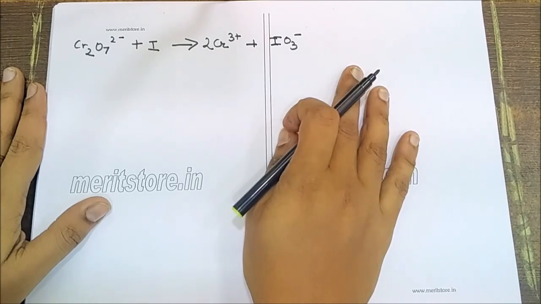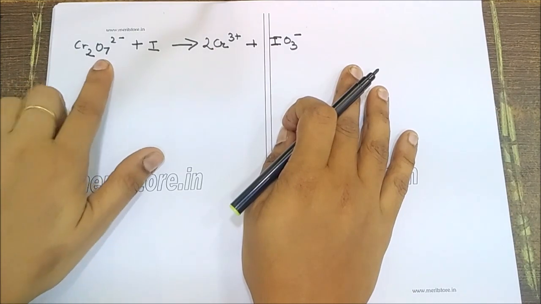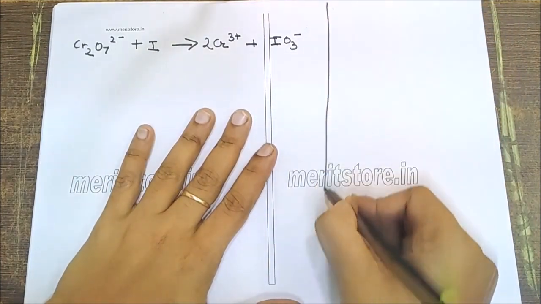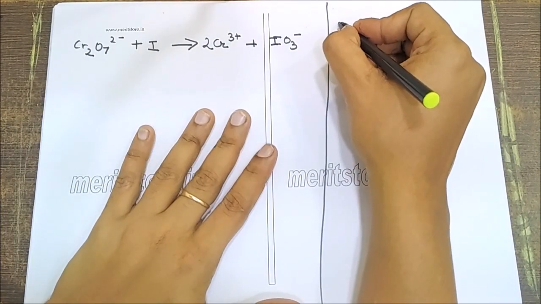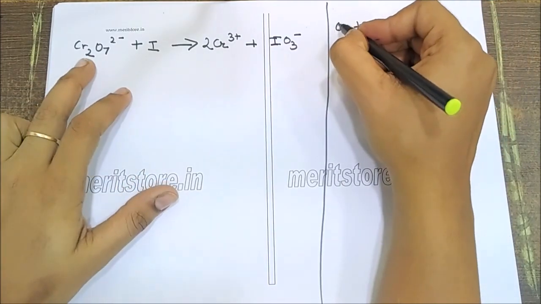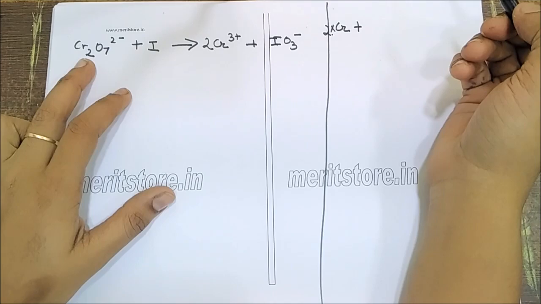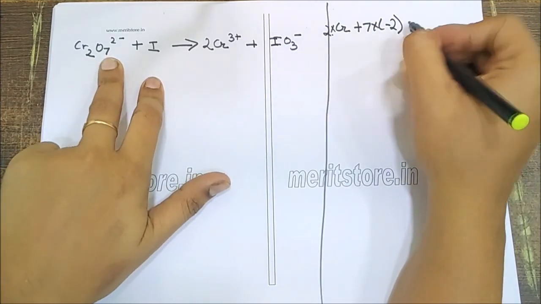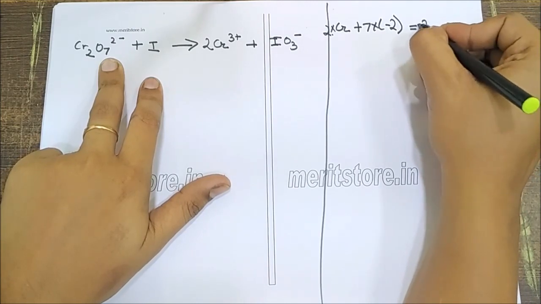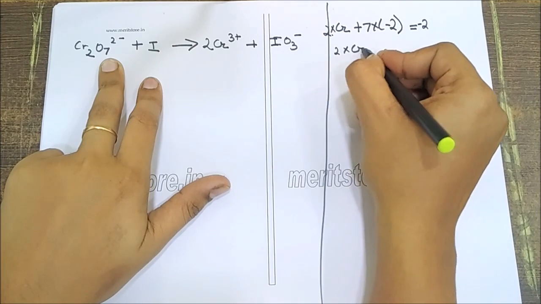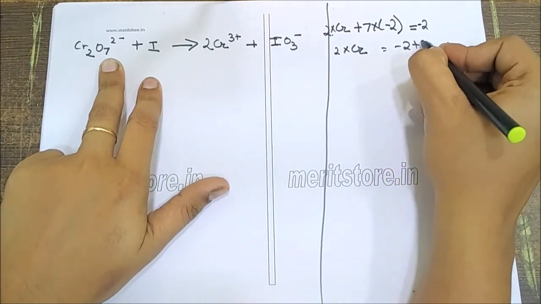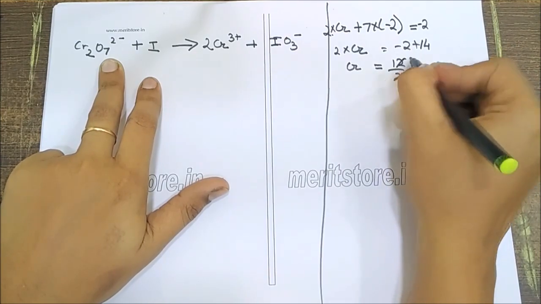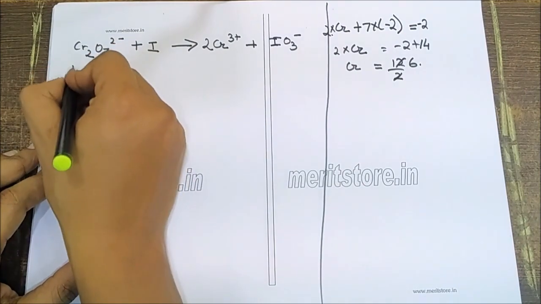Next, we need to assign oxidation number for each atom. Alright. So earlier we have learned how to assign the oxidation number. So let's see. See here, oxidation number of chromium plus how many such atoms are there? 2. So this would be multiplied by 2 plus 7 into oxidation number of oxygen, which is how much? Minus 2. Their algebraic sum has to be equal to minus 2. So 2 into oxidation number of Cr is equal to minus 2 plus 14. So oxidation number of chromium would be equal to 12 divided by 2, which would be how much? Plus 6. So each atom is having plus 6.